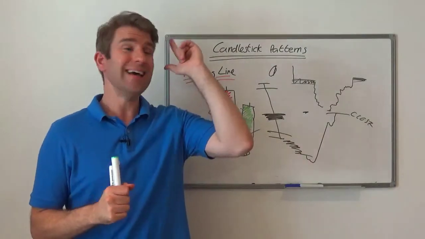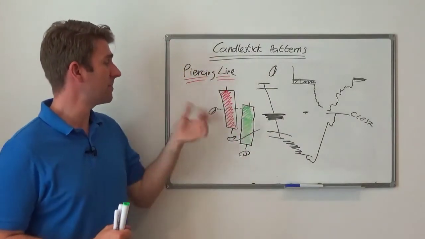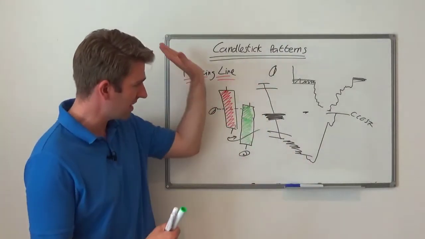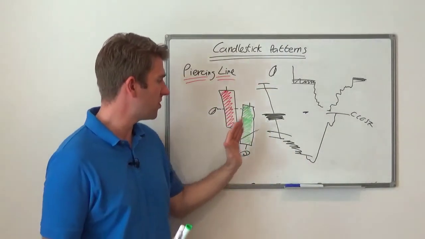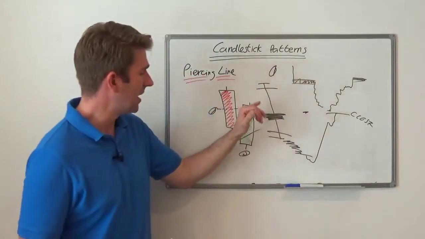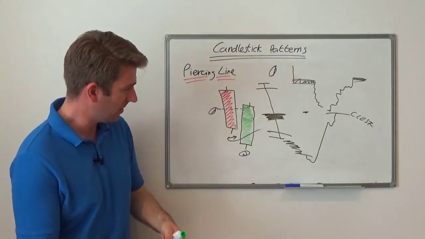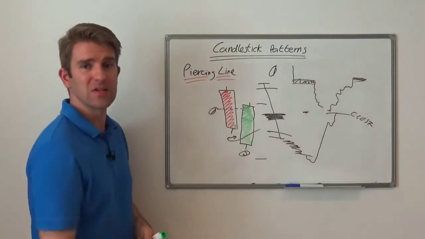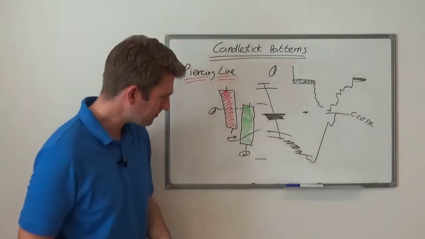Anyway guys, that is the piercing line candlestick pattern. Obviously flip it round if you're using it in the other direction. Where would you use this? Obviously at the end of a downtrend, looking for a move to the upside. Stops wise, I'm guessing that you would probably want to have your stop below the low here, and your entry is going to be when the piercing line candle is completed.